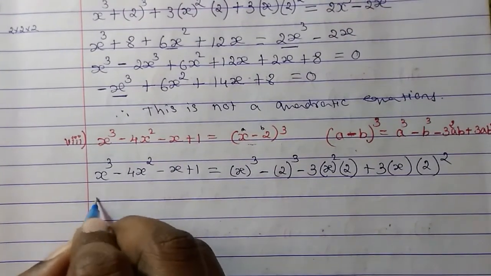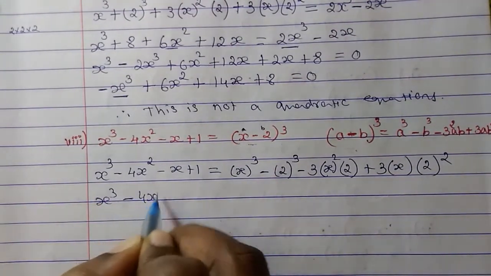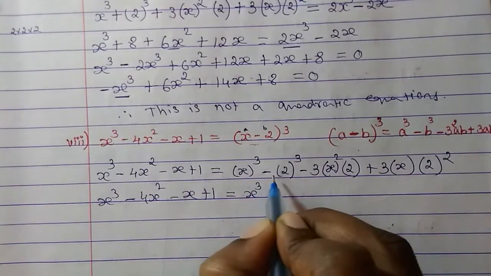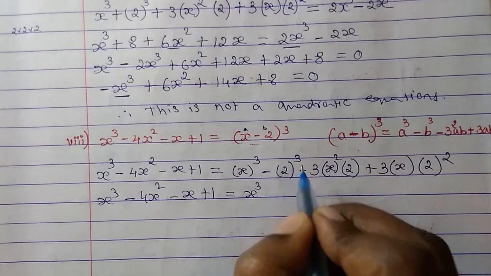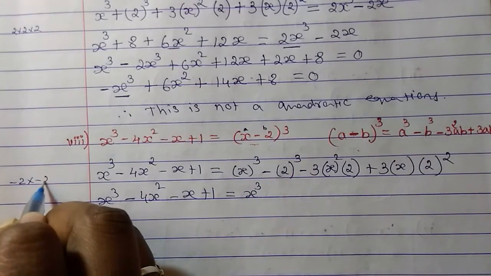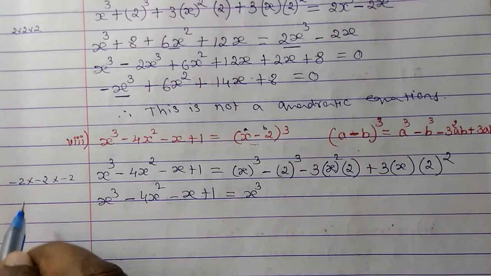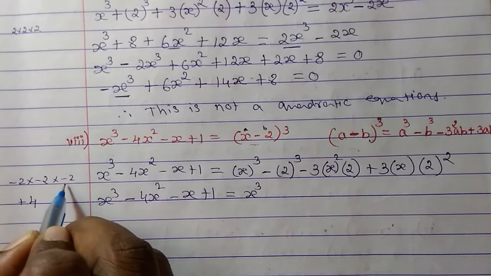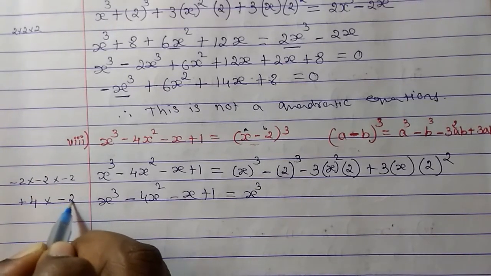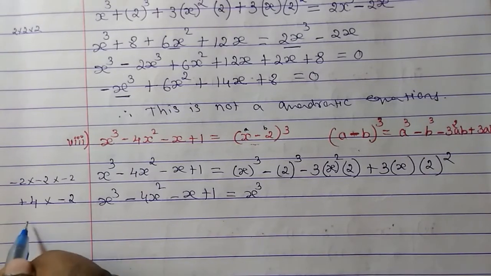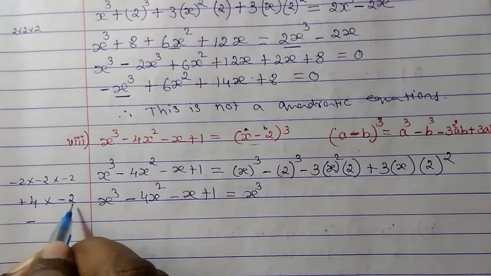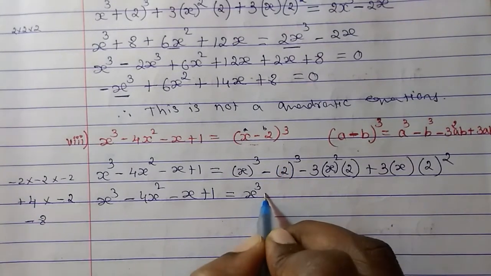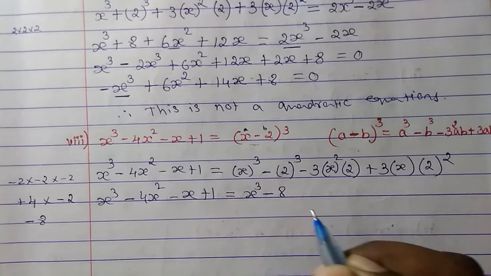Okay, so now x cube minus 4x square minus x plus 1. Here x cube minus 2, 3 times. So minus 2 into minus 2 into minus 2. Okay, so minus into minus will become plus. 2 2s are 4. Here you have minus 2 again. So plus into minus become minus. 4 into 2, 8. So that means this we will get here minus 8.